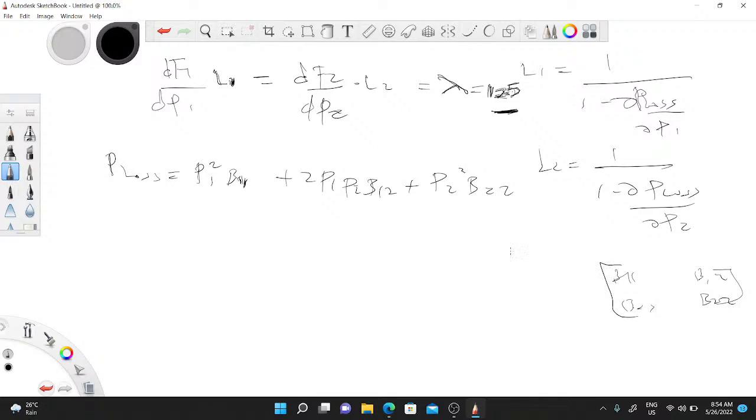If you want to remember this equation easily, just remember the position of the matrix elements. The first one is squared: P1 squared times B11, plus 2 times B12, adding this and this together, because B12 and B21 are the same. So 2P1 P2 B12 plus P2 squared B22. You can remember this. This is equal to the P loss.